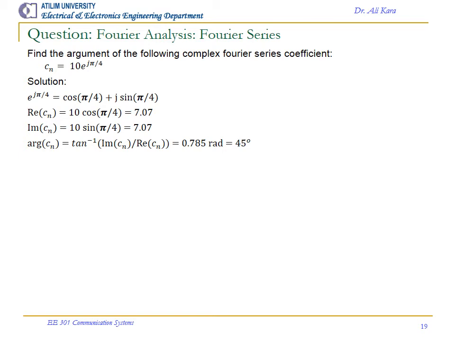Question: Fourier analysis, Fourier series. Find the argument of the following complex Fourier series coefficient. Cn equals 10 times e to the power j pi over 4. Solution: by Euler's formula, write the real and imaginary parts of the signal. Then use the arc tangent to get the argument of the complex coefficient Cn. Alternatively, since Cn is written in phasor form, pi/4, which is 45 degrees, is the right answer that can be read directly from the coefficient given in the question.